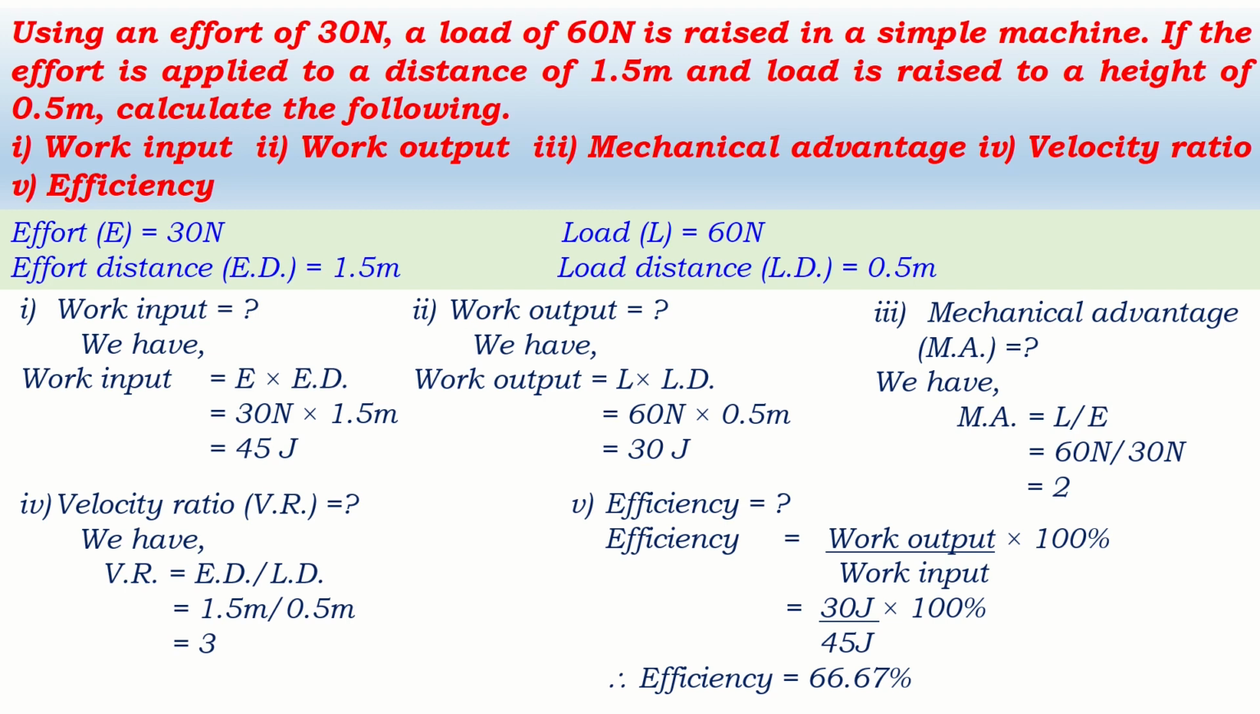This is a very simple numerical problem related to simple machines, and all the 5 terms which frequently come in simple machines: work input, work output, mechanical advantage, velocity ratio and efficiency are calculated in this numerical problem. Okay, let's finish the class.